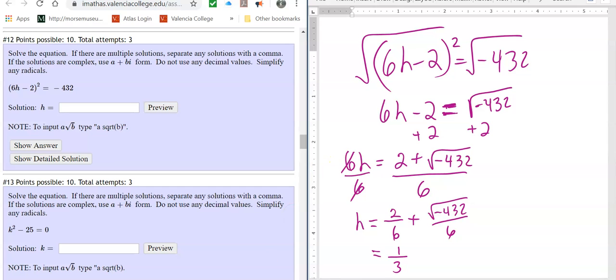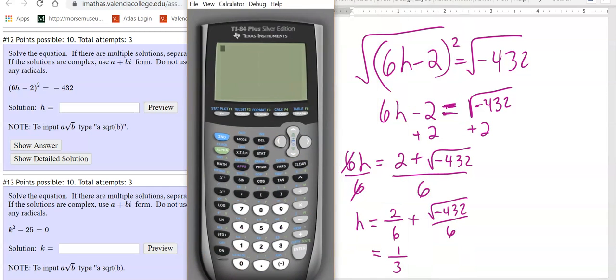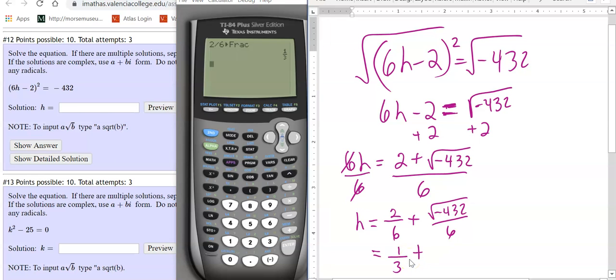If you're having problems with that, I'm going to show you the little cheat method on your calculator. So if you're still struggling with simplifying fractions, you would put in 2 divided by 6 and hit math 1, enter. That gives you the fraction simplified. Unfortunately, it's not so nice and easy over here, though.